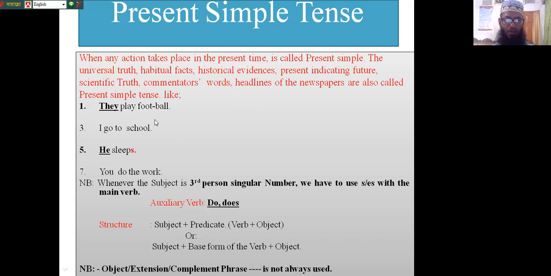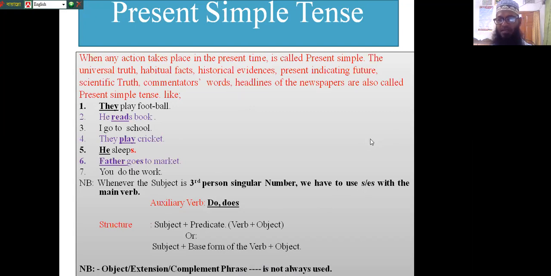They play football. He reads a book. I go to school. They play cricket. He sleeps. Father goes to market. You do the work. Whenever the subject is third person single number, you have to use S or ES with the main verb.